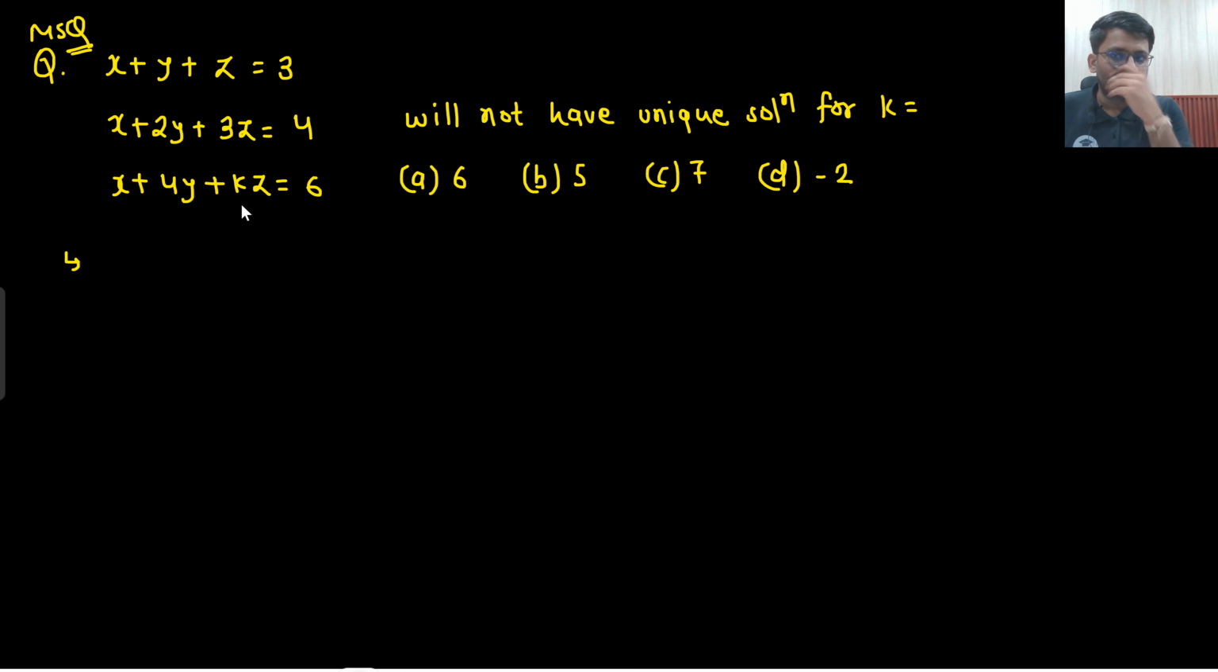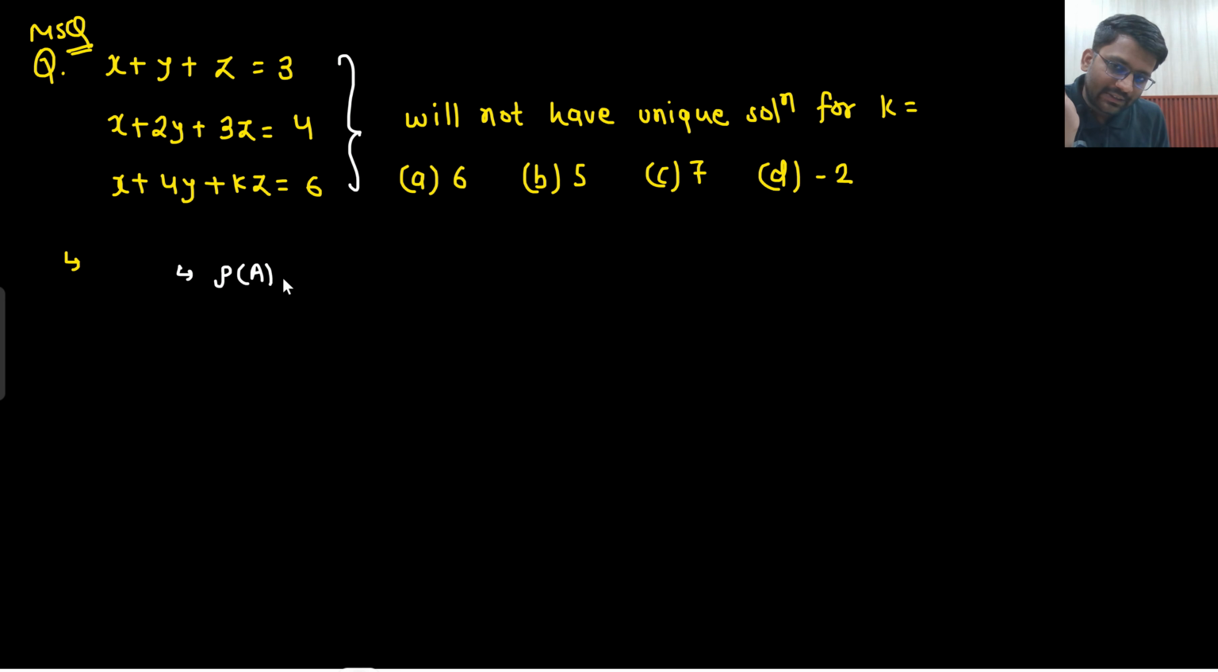x plus y plus z equals 3. This is an MSQ question. So this set of equations will not have a unique solution for what value of k? For what value of k will it not have a unique solution? So what all conditions do we have? Not a unique solution. We don't want a unique solution. So which conditions can we have?